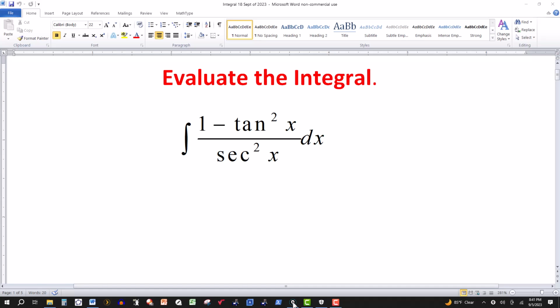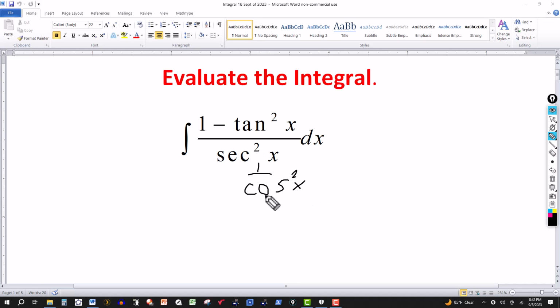We know that tangent can be represented by sine over cosine. We know that secant is the same thing as 1 over cosine. So let's see if we can rewrite this integral into something that is easier to integrate. So I'm just going to think of this as 1 over cosine squared of x.